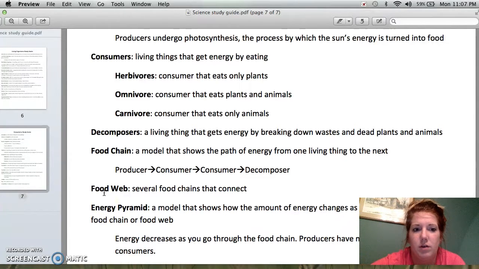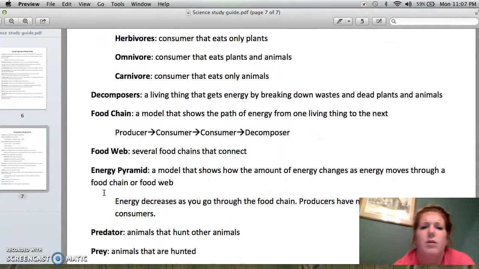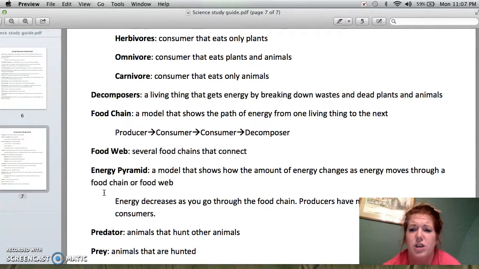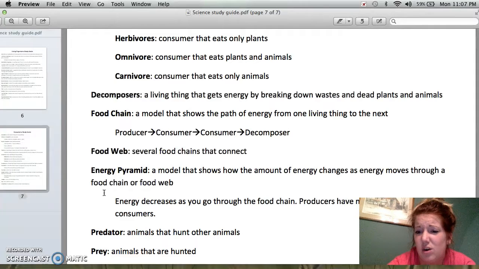Food web, we went over. An energy pyramid is a model that shows how the amount of energy changes as energy moves through a food chain or food web. Energy decreases as you go through the food chain. Producers have more energy than consumers because they make their own food, nothing's taken away from it. So as we go back up to the food chain, this producer has more energy, and as it passes, less and less energy each time.